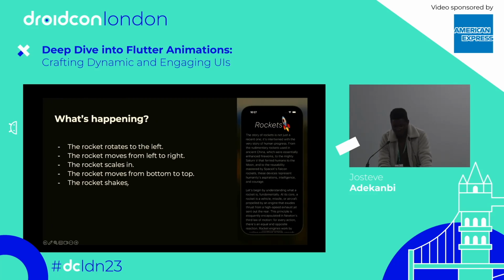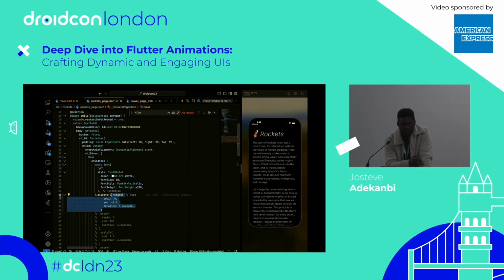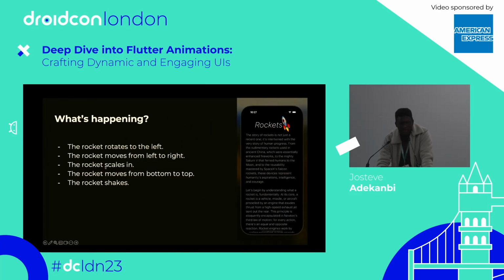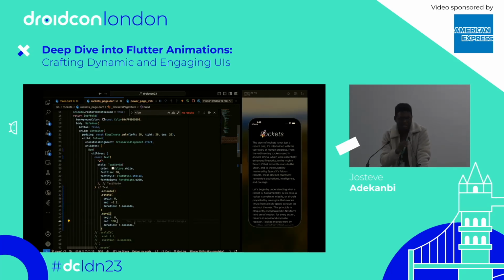So we'll focus on everything that is happening. It rotates to the left, and this is the rotation. So you can see it rotating to the left. What's the next thing that happens? It moves from the left to the right. And then I'll come here, see moveX, because it's on the horizontal axis, the X-axis: where are we starting, where are we stopping, how long do you want the move to take.